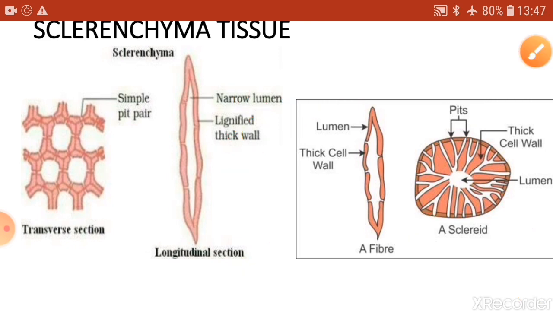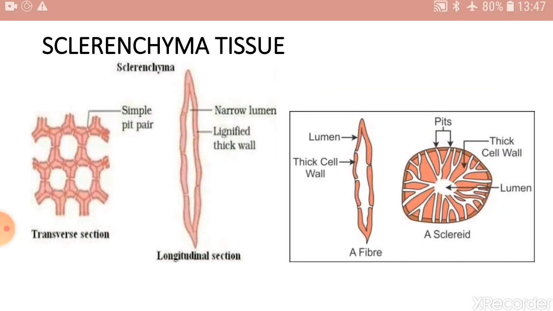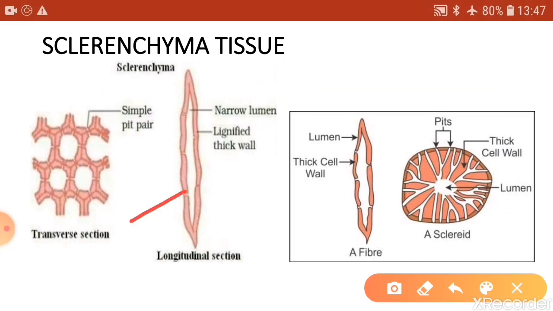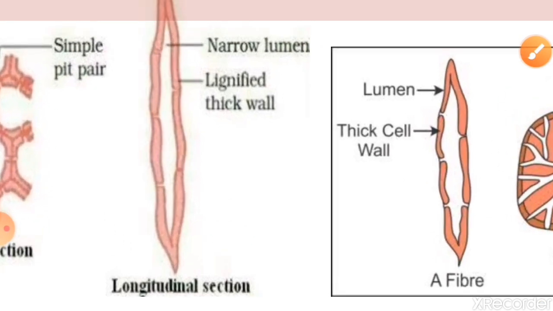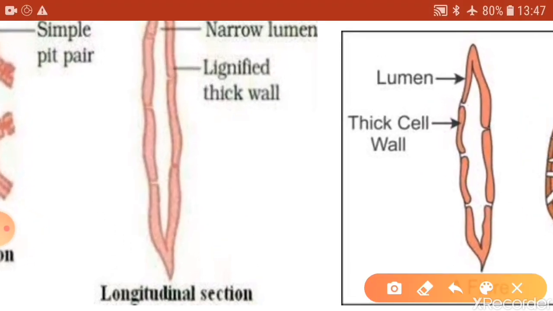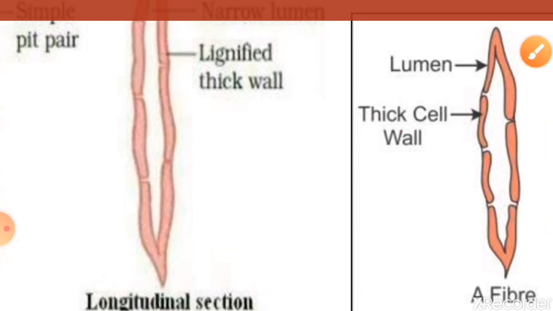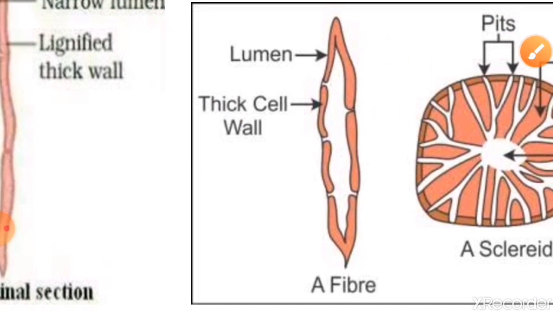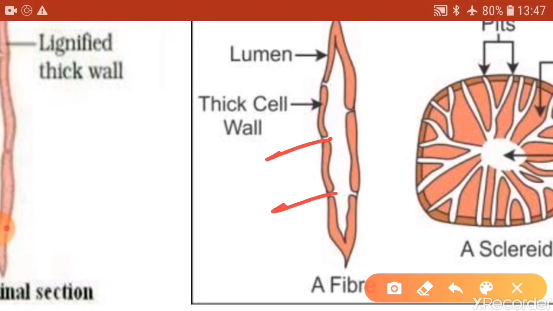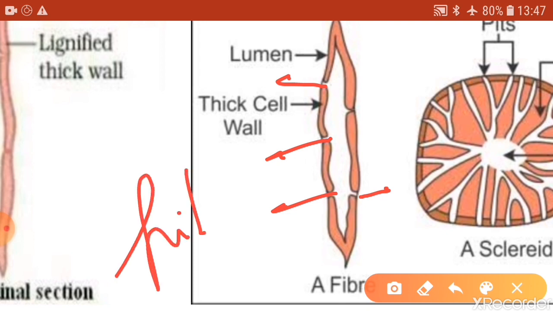Another important thing is that the wall of sclerenchyma is very thick. In parenchyma I said the wall is thin, in collenchyma the wall is thickened at the corners, but the wall of sclerenchyma is very thick, and this thickening is due to the deposition of a cement-like substance called lignin. So the wall is lignified, but at certain regions, as you can see in this diagram, the thickenings are absent. Regions where these thickenings are absent are called pits.